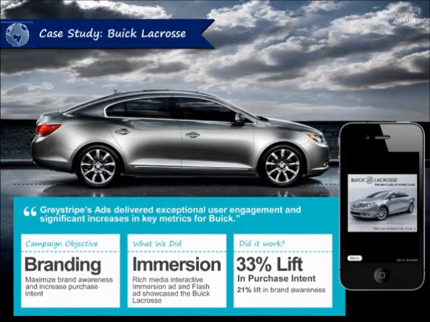And, did it work? What were the results? We saw a 33% lift in purchase intent for the Buick LaCrosse, a 21% lift in brand awareness, and for the ad that we saw, which was the immersion interactive Buick ad, a click-through rate of 4%.